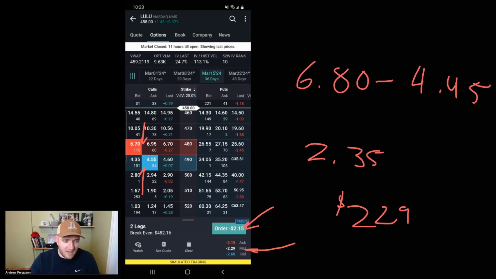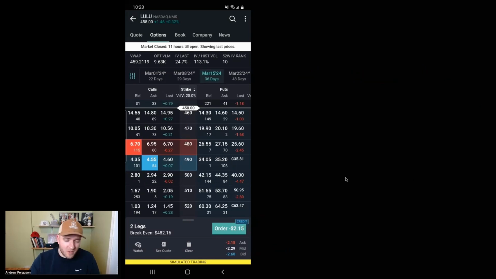And again, if this stock moves down, you make money. If it stays the same, you make money. If it flirts with this 480, 490, you may have to make a decision on how to exercise or change out the options. I'm not going to go into what has to happen today. This is just to show you the execution.